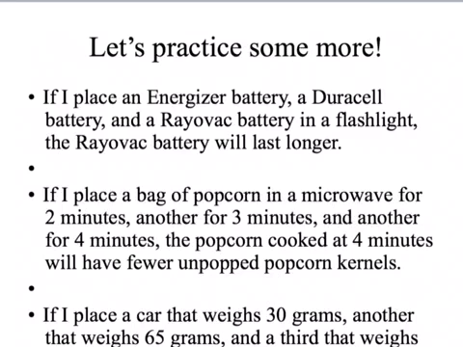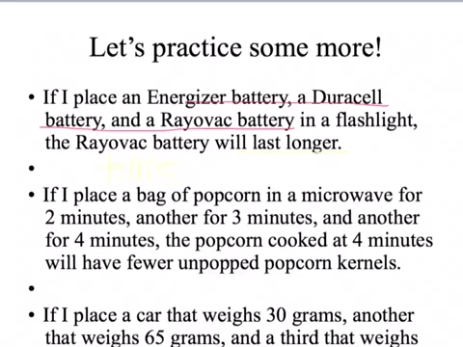Now let's practice some more. I have two examples here and a half of another one that we're not going to worry about. The first one says, if I place an Energizer battery, a Duracell battery, and a Rayovac battery in a flashlight, the Rayovac battery will last longer. My independent variable is what I'm changing, and here it is: all these batteries. I'm changing the brand. And what am I measuring to test? Lasting longer. Again, I'm using time.